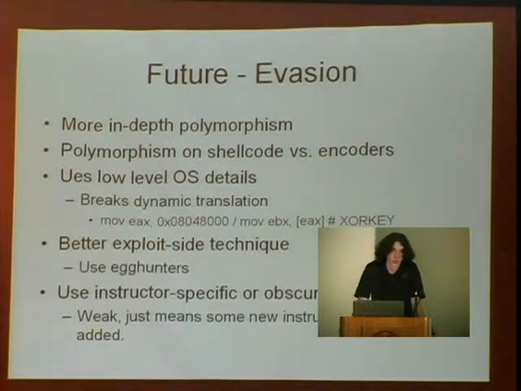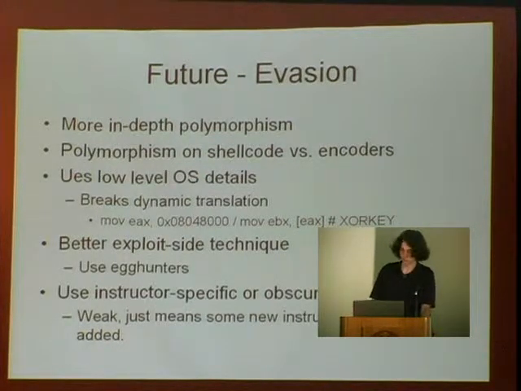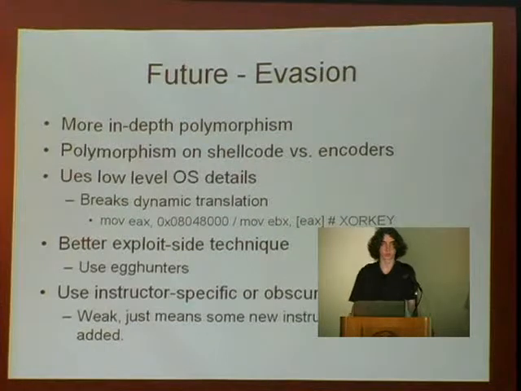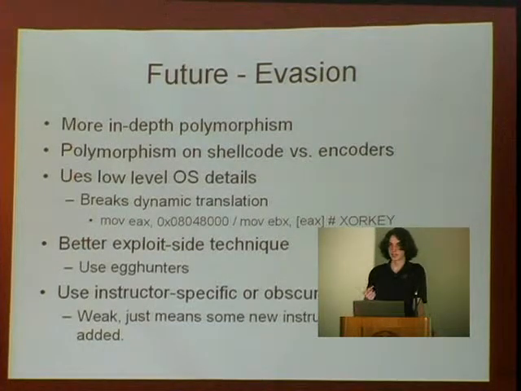So what can you do, other than actually doing polymorphism correctly, to evade IDS? You can use low-level OS details to break dynamic translation. Like I said earlier, dynamic translation just understands basic assembler. So if you're running an IDS with a scoring system, that dynamic translator will understand: oh, okay, it just moved a key into some register and it's XORing with that key.